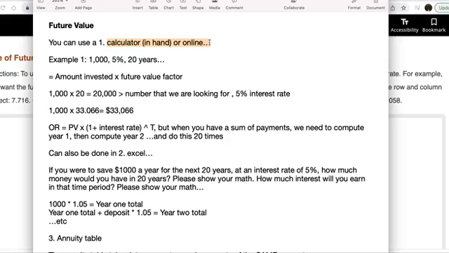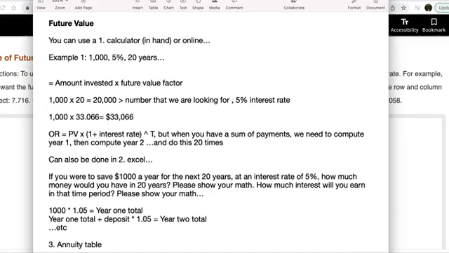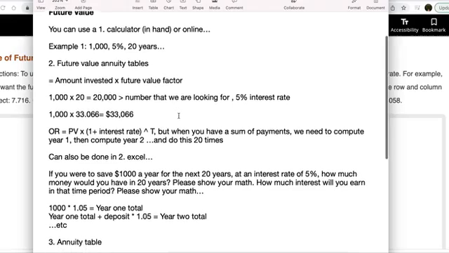So the first way is the website. Use the online calculator. The second way is to use the future value of annuity tables. So this is actually two future value annuity tables.